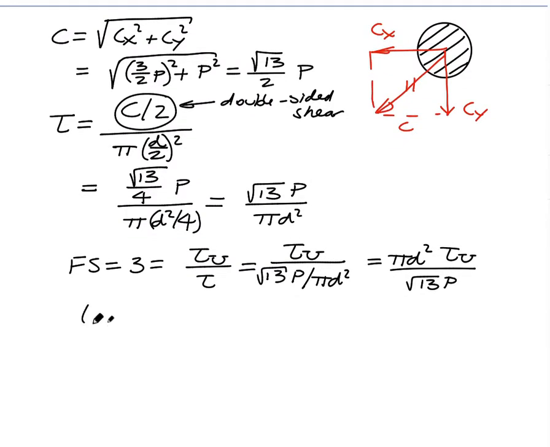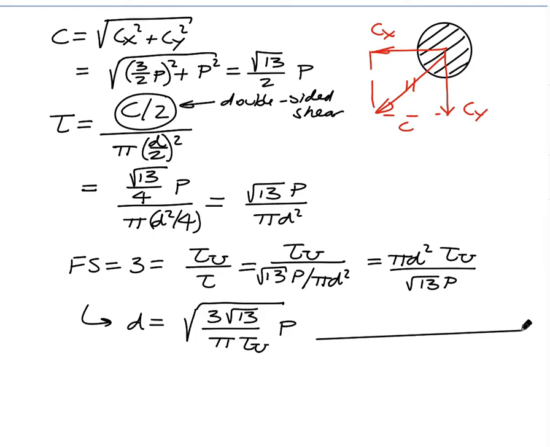From this, we see that the minimum diameter of that pin, therefore, is equal to the square root of 3 times the square root of 13 divided by pi, times the ultimate strength in shear, times P. So this is again the minimum diameter of that pin that we can have and still have a factor of safety of 3.